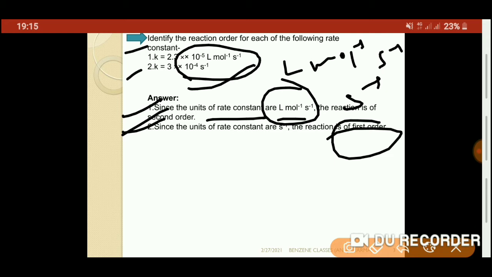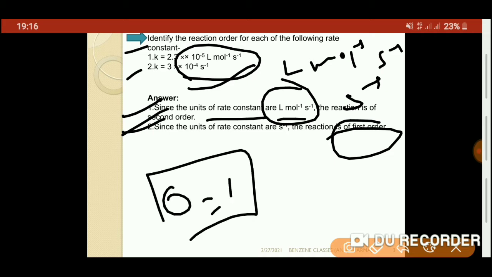If the unit is second inverse, then the order will be 1, and the reaction is known as a first order reaction. If you see the other type of unit, then the answer will be second order, and the reaction is known as a second order reaction. We are going to the next slide.